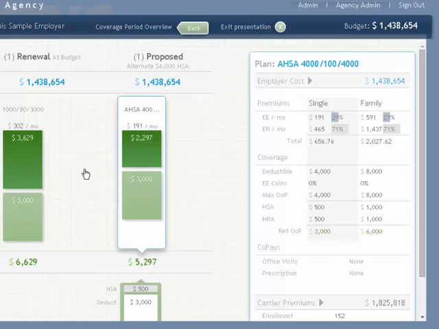So hopefully in this few minutes, you're starting to see how having this real-time dashboard allows you to make faster and better decisions by being able to put all the information you need at your fingertips.